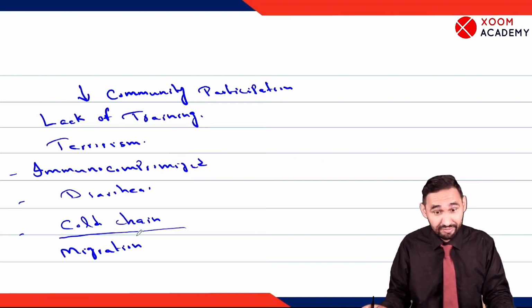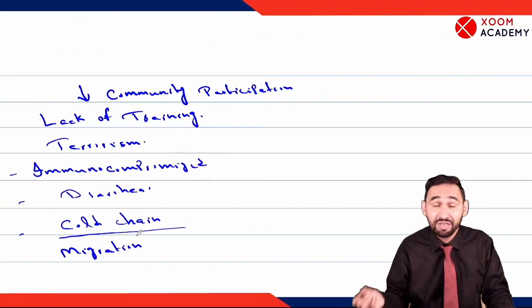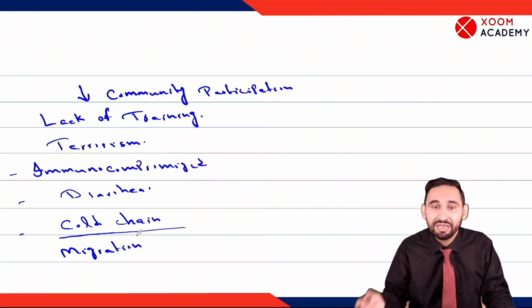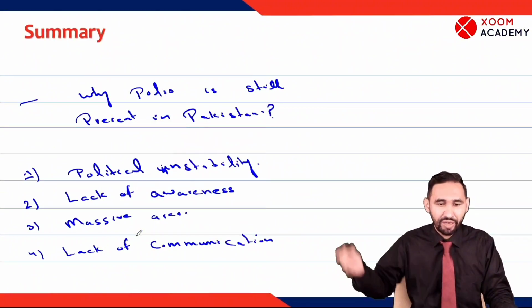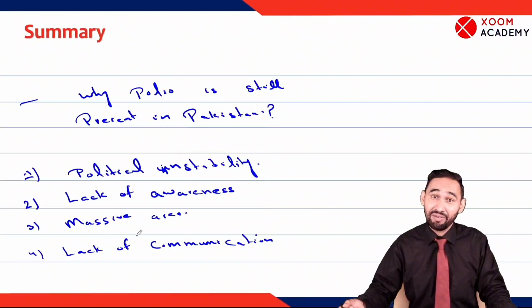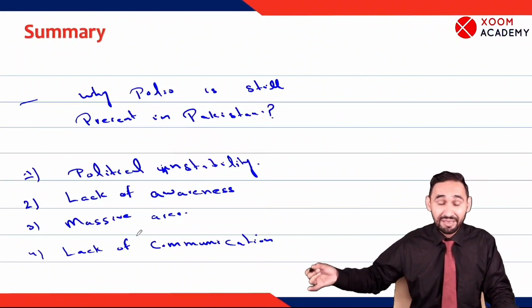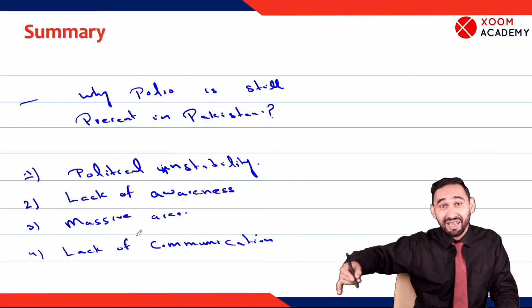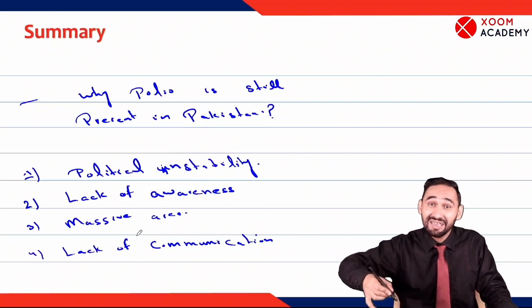This is a common university question: why is polio still prevalent in Pakistan? You can answer: political instability. There is lack of awareness. There is a huge and massive area of Pakistan. It is hard to cover all areas.